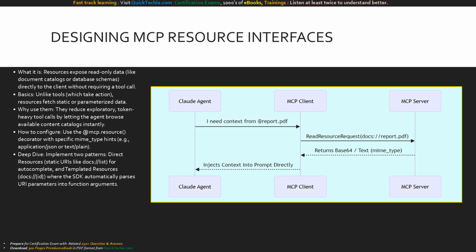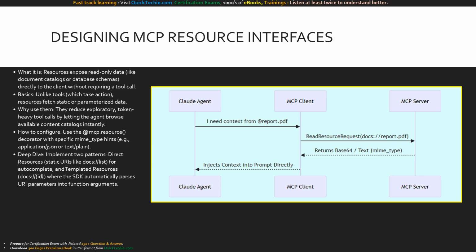While tools are for taking action, MCP resources are designed exclusively for exposing data. What exactly is a resource? Think of it as a read-only endpoint that exposes document catalogs, API specs, or database schemas directly to the agent's context. We use resources because they dramatically reduce exploratory tool calls. Instead of Claude guessing search terms, it can instantly read the resource catalog.